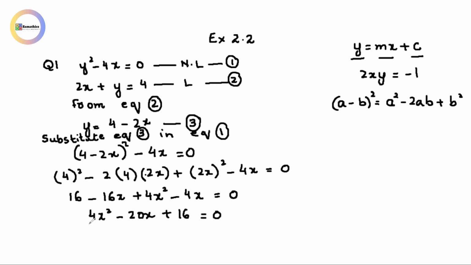Now, as these numbers are bigger numbers, we can simplify this equation by taking 4 as common, or simply divide the whole equation by 4. It is the same. When you divide the whole equation by 4, it will become x square. It will become 4 5s are 20, so minus 5x, and 4 4s are 16.